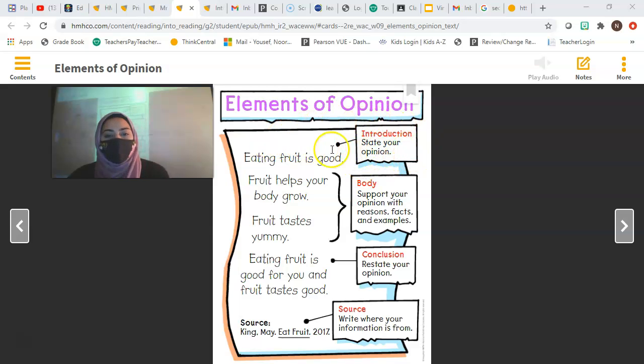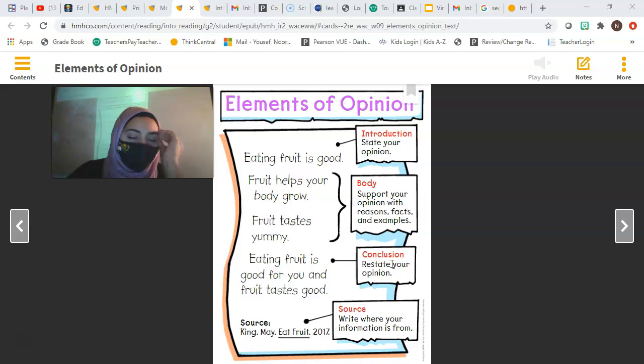So eating fruit is good. So this person thinks eating fruit is good. Now that's their opinion. The body supports, so this part is the body. It supports the opinion with reasons, facts, and examples. So in the body, they're writing reasons why they think their opinion is right. So eating fruit is good. Why? Fruit helps your body grow. Fruit tastes yummy. It has two, either opinions or facts. It has actually one opinion and one fact.